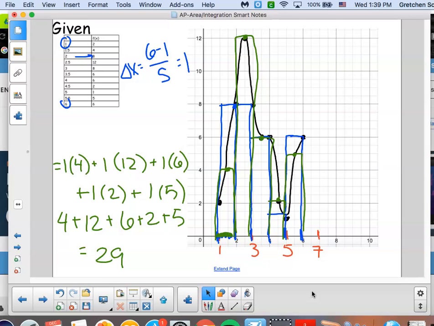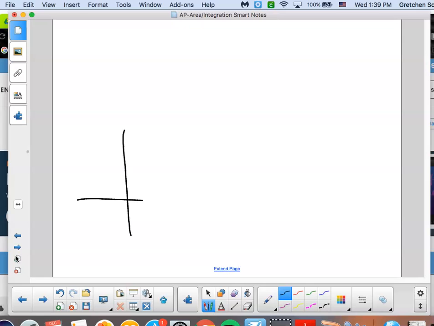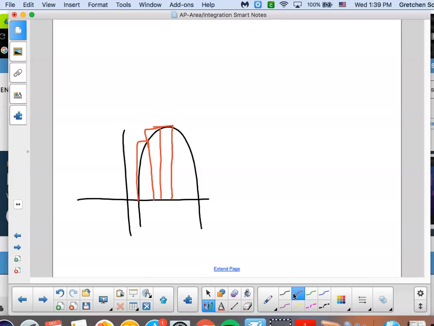This is where things can get interesting. If you have a function like this, an over approximation means your rectangles should always be over. On this side, what side are they connecting to? The right. Once it starts going on the other side, now what side are they connecting to? The left. So if you are told to do a straight over approximation, you just draw your rectangles so they're always over. It's not a left or a right. It's looking at all my rectangles being over. Same thing with an under approximation. You would draw them so they're always under.